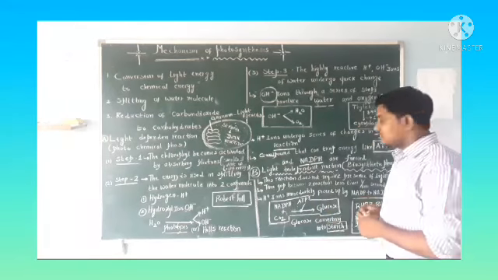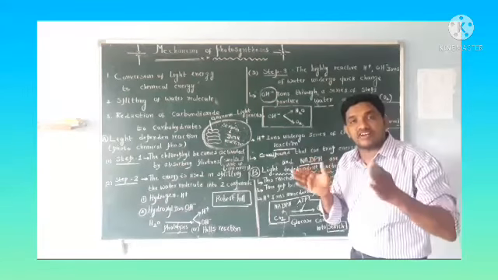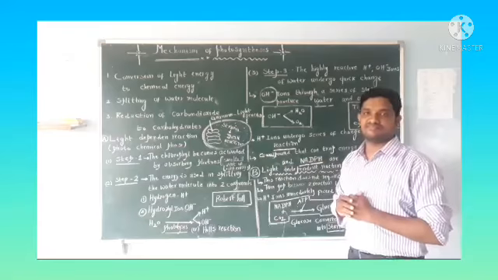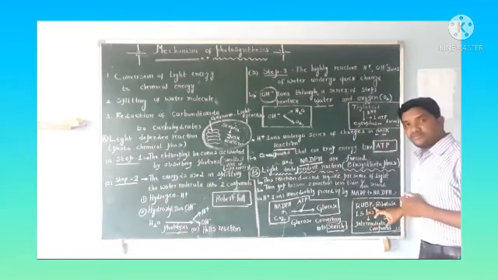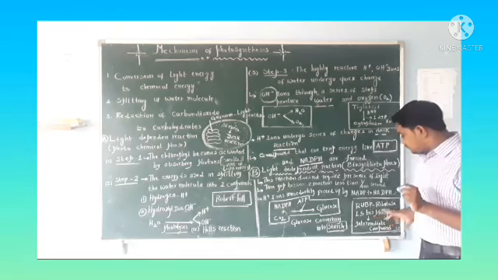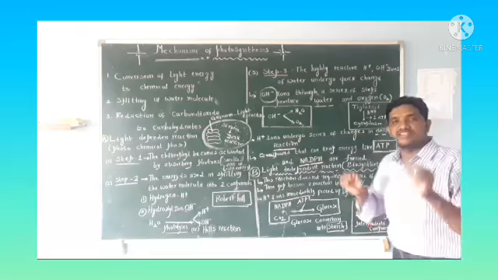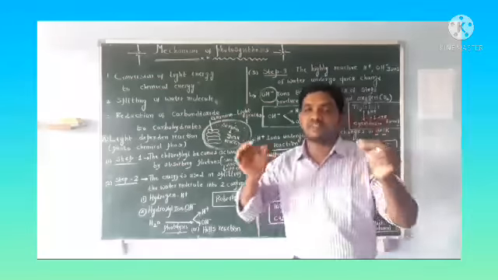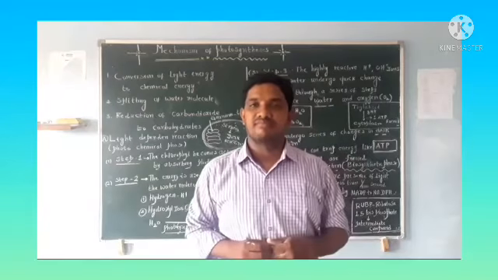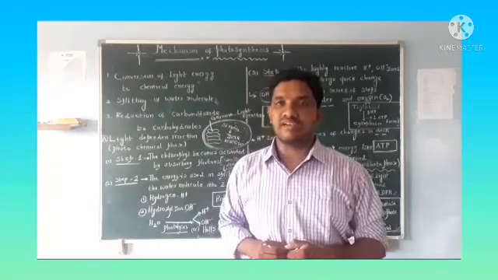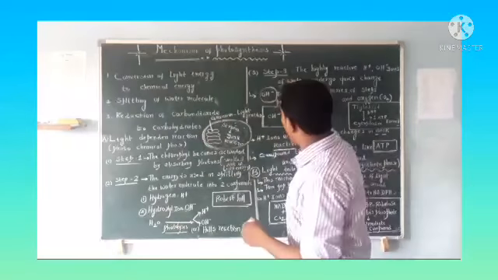In the middle of these reactions, some intermediate compounds are also produced. In the textbook they have given RuBP, ribulose 1,5-bisphosphate. This is an intermediate compound. This is about the light reaction and dark reaction.